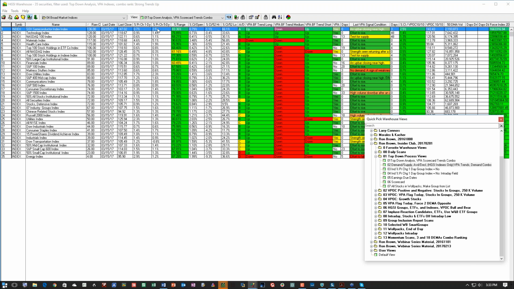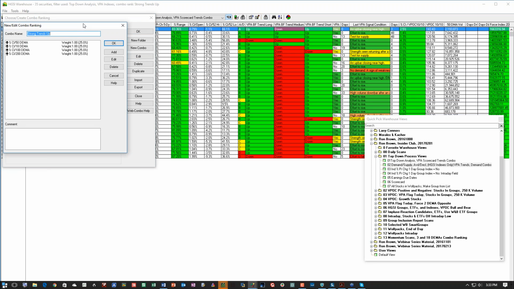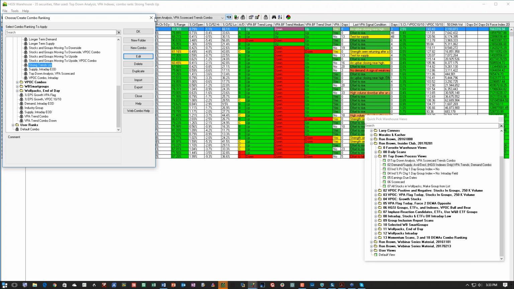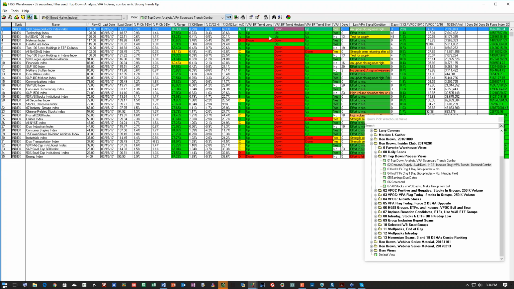So let's take a look at the market today. This is sorted on raw combo, and the combo that I use here is something that I call strong trends up. What it does is weight evenly the trends that I use for my fan formation, the 50, the 18, the 100, and the 200, all weighted at 25%. That brings the indexes created by HGSI that have the strongest trends to the top of the list.